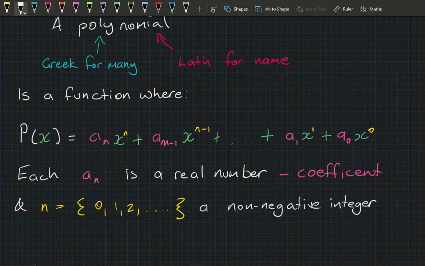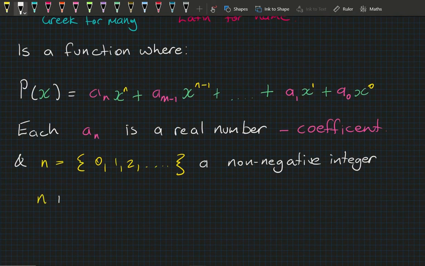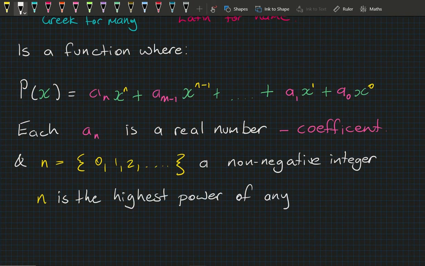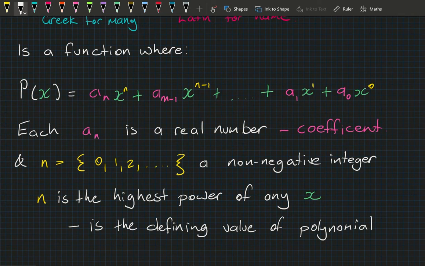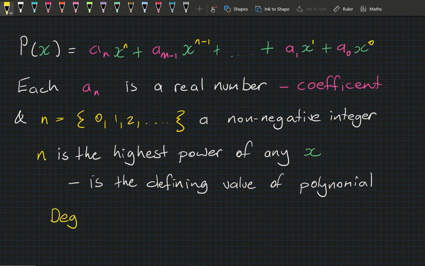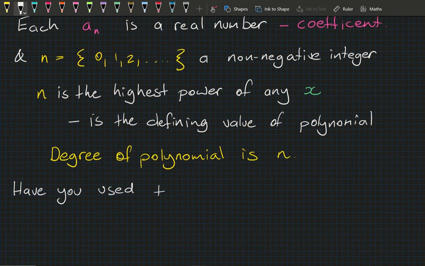And when we're talking about a polynomial, n is the highest power of any x. And it's really the defining value of the polynomial. Because when we speak about a polynomial, we say that the degree of the polynomial is this n. So have you used these before?